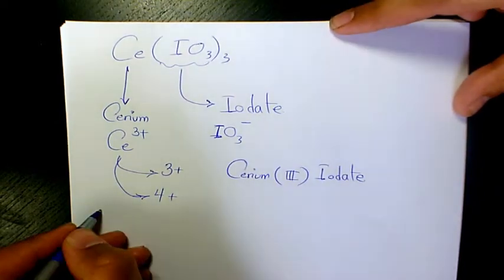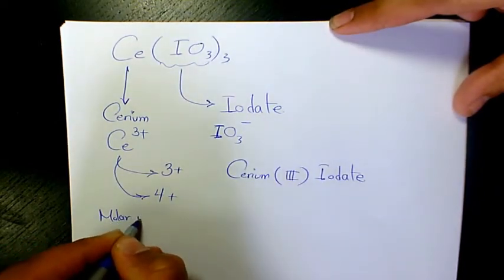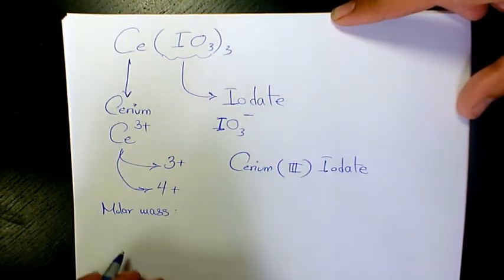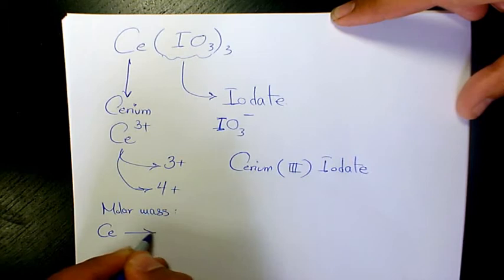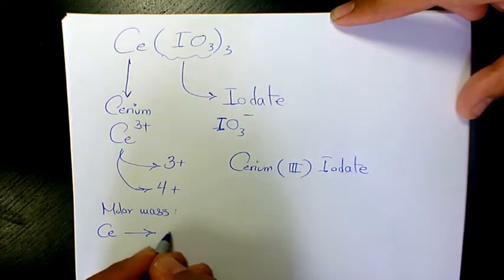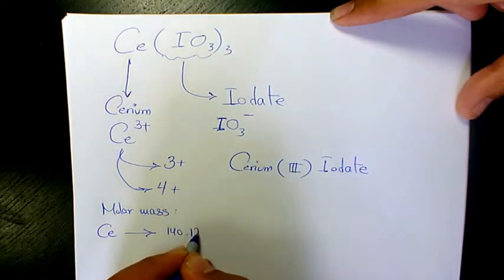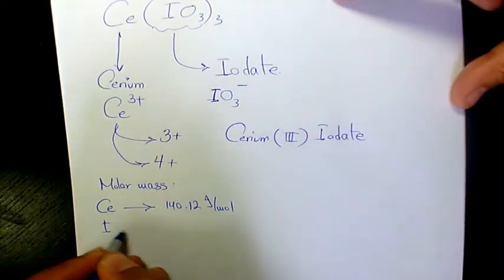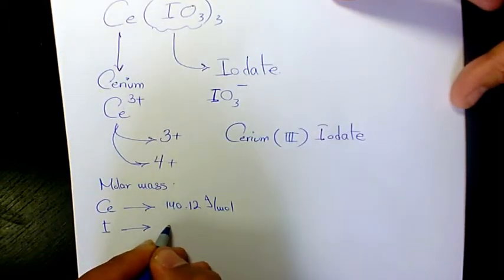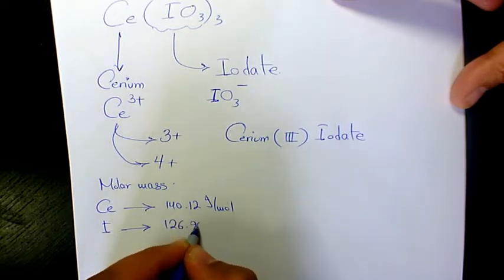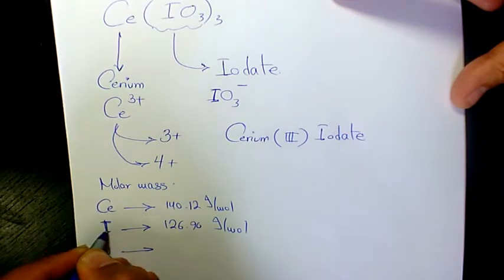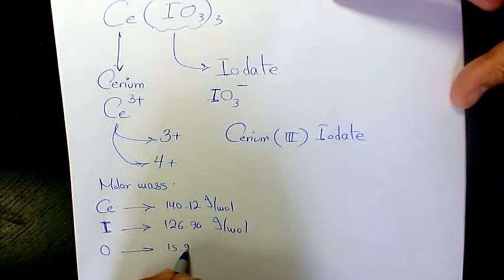Now we need to find out the molar mass. In order to find molar mass, we need to find the atomic mass of each of the elements. So we need to use the periodic table. The atomic mass of cerium is 140.12 grams per mole. The atomic mass of I is 126.90 grams per mole. Oxygen is 15.999 grams per mole.